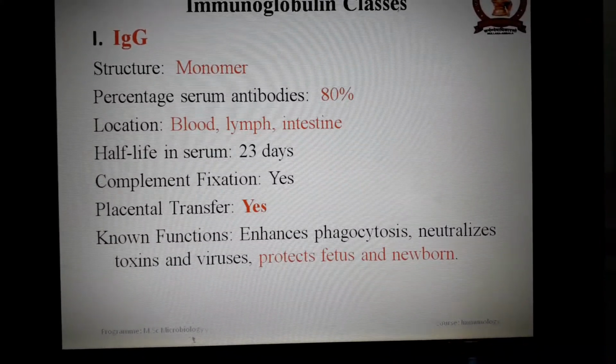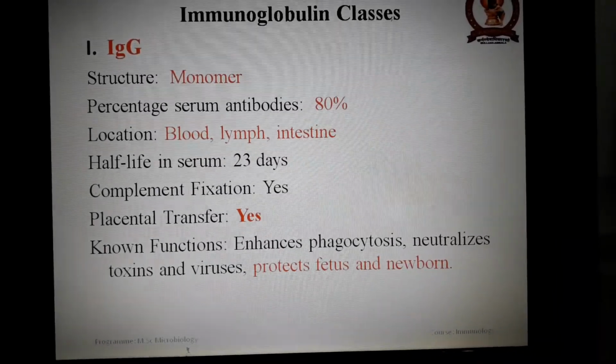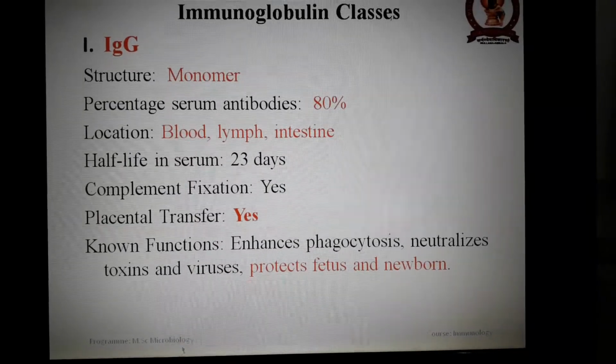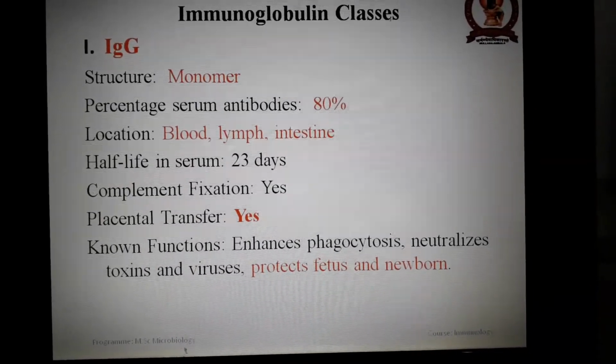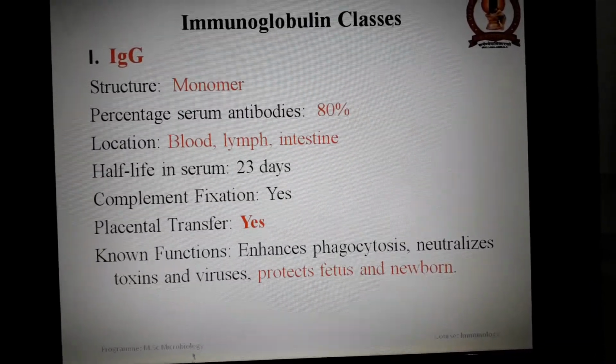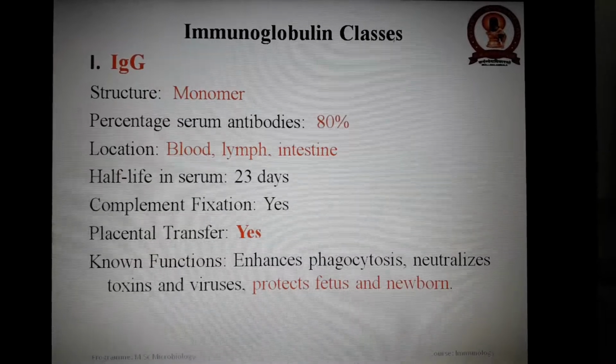And last but not least, another important characteristic of IgG or immunoglobulin G is that it protects the fetus and the newborn. This is the antibody which protects a fetus and a newborn baby until his immune system starts working. So this is all about IgG.